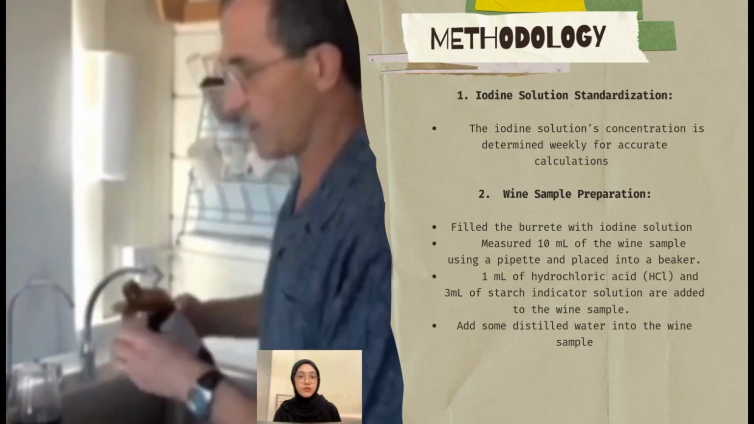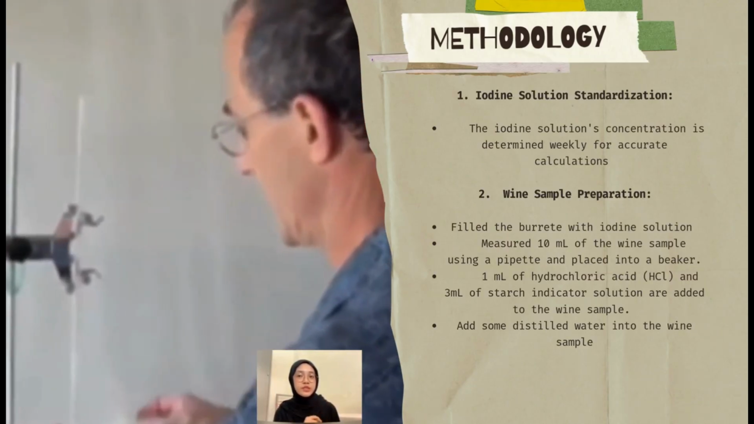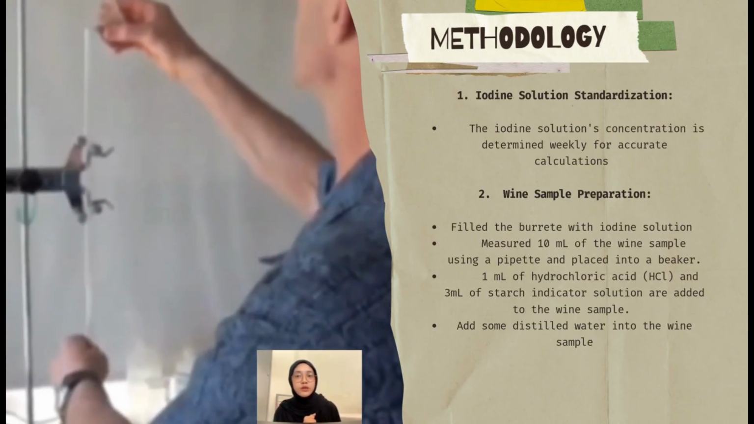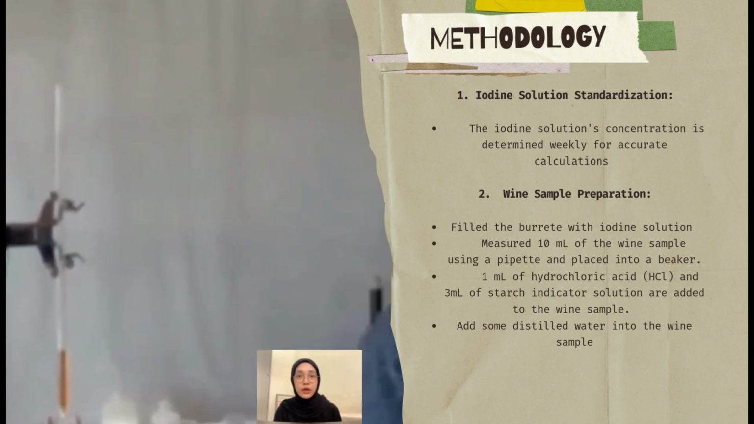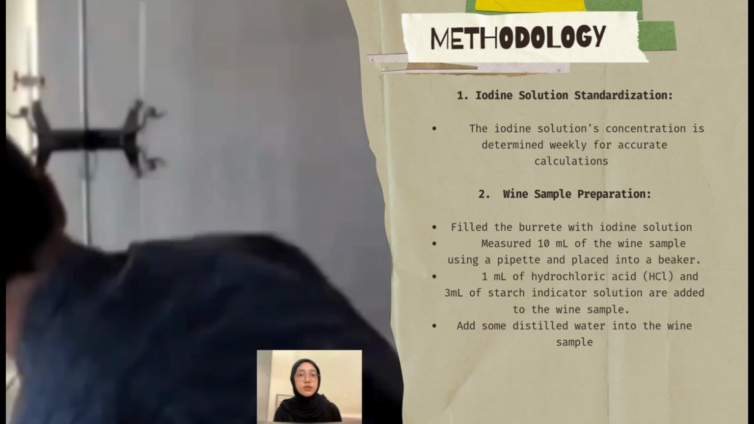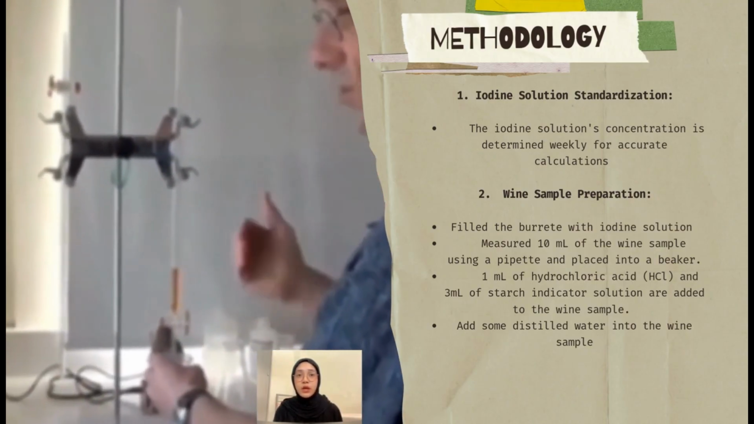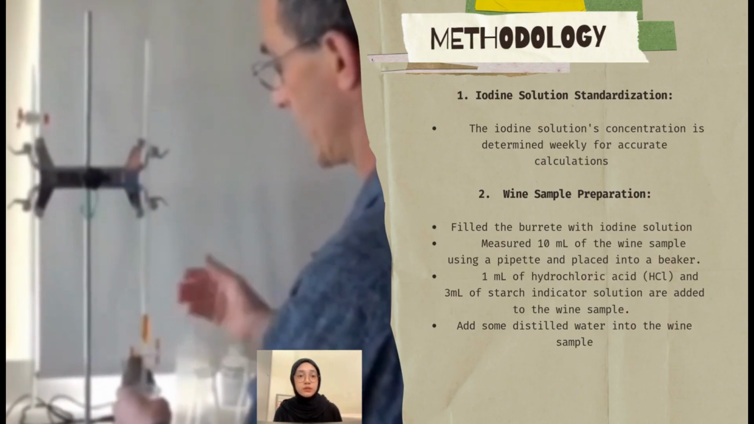For the methodology, we have three parts. The first one is iodine solution standardization. The iodine solution concentration is determined weekly for an accurate calculation. This weekly standardization is critical because the exact concentration of iodine is used as a factor in the sulfur dioxide calculation.